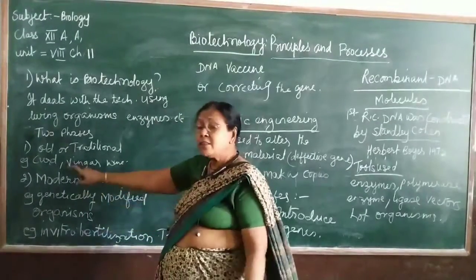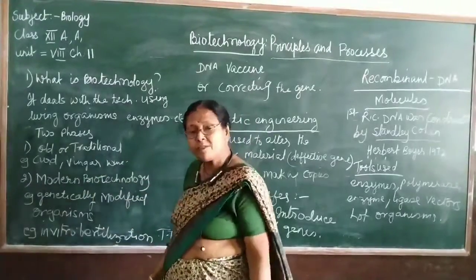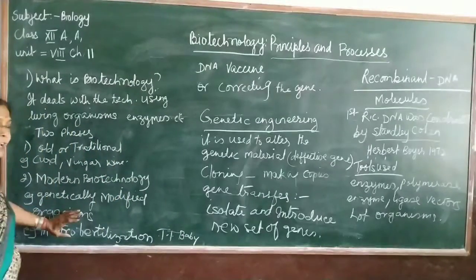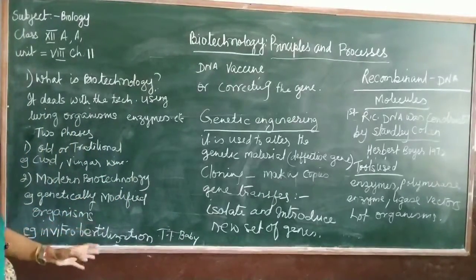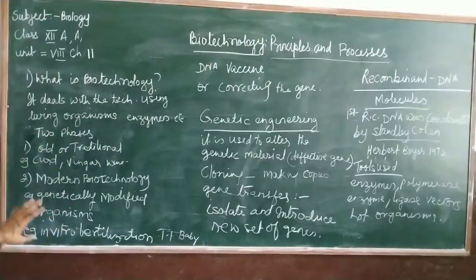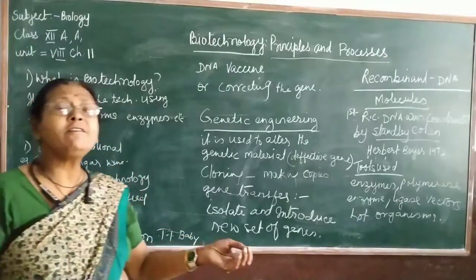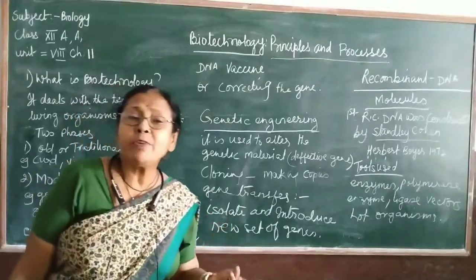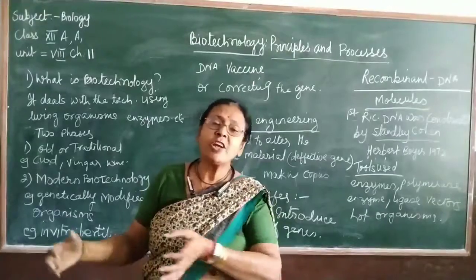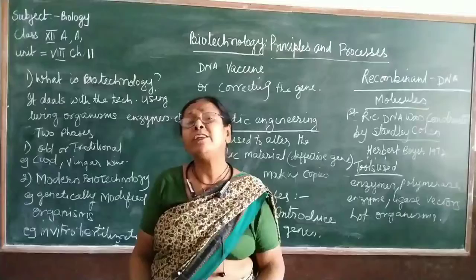and then we get a product called curd. Now, in modern biotechnology, what happens? We use genetically modified organisms. Genetically, we have modified many of the organisms and now we use them. The most common example is the test tube baby, which you must have heard several times, that this child is a test tube baby. Do you really think a baby can be born in a test tube?